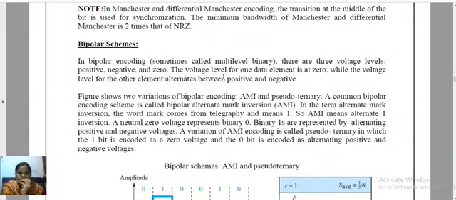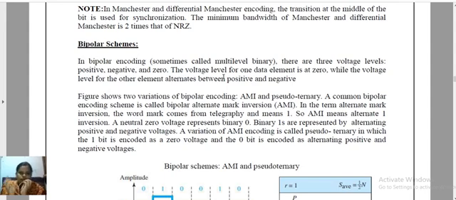Good afternoon, students. Last class we discussed digital to digital signal conversion. We discussed unipolar, bipolar, and biphase techniques. So today we will discuss the same digital to digital signal conversion of the bipolar scheme. Okay.